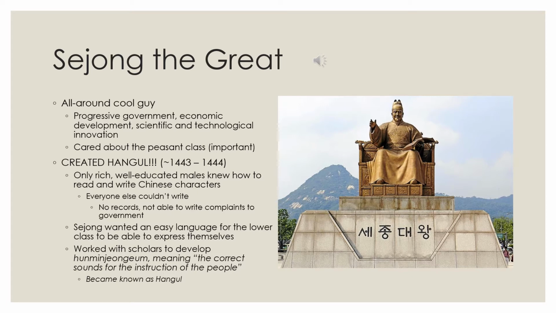Sejong, on the other hand, wanted an easy language for the lower class to be able to express themselves. He worked with his scholars to develop 훈민정음, meaning the correct sounds for the instruction of the people. This became known as Hangul, and it was met with great opposition by the wealthy, but eventually it became the most widely used alphabet in Korea.